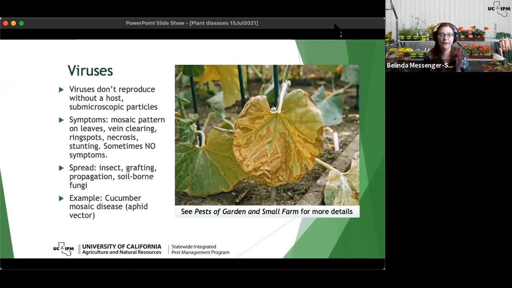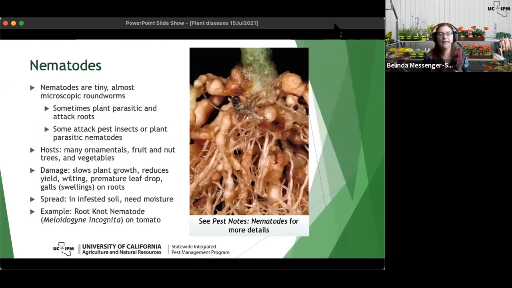Manage plant viruses with the use of virus-tested planting stock and resistant varieties. You can't cure a virus disease. Next, nematodes. Nematodes are tiny roundworms. They're sometimes plant parasites. They live in the soil and they attack the roots of susceptible plants.